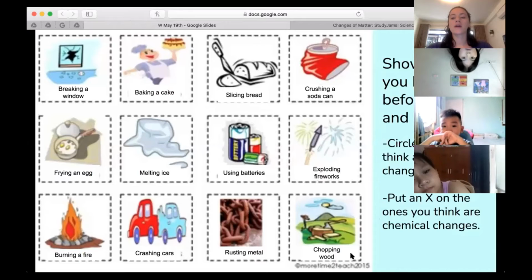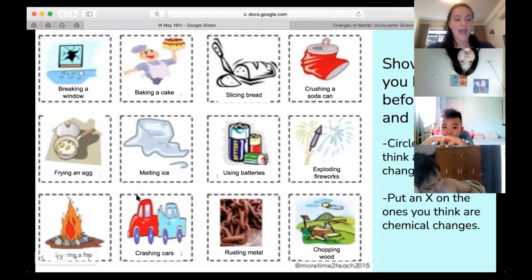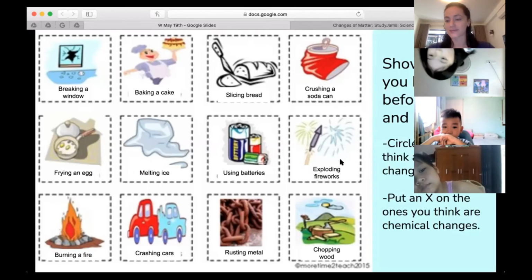Let's show what you know. Can someone please read these directions for us? Let's have Misha. Show what you know before we read and learn. Circle the ones you think show a physical change. Can you say physical? Physical change. Put an X on the ones you think are chemical changes. Very good.